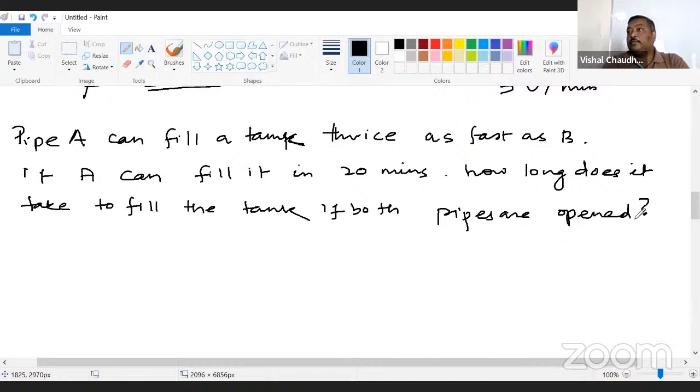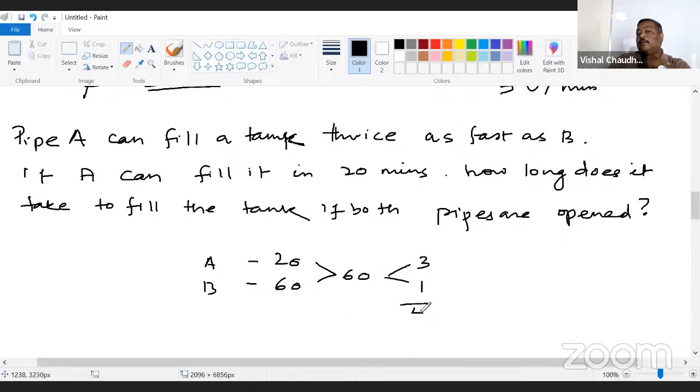Yes, please. Anyone? ध्यान से देखिए. A can fill 3 times as fast as B. So A अगर 20 मिनट लेता है तो B is 3 times slower. तो B कितना लेगा? 60 minutes. So 20, 60, 60. This is 3 and this is 1. So what will be? 60 by 4. 15 minutes. Is it clear, everyone?